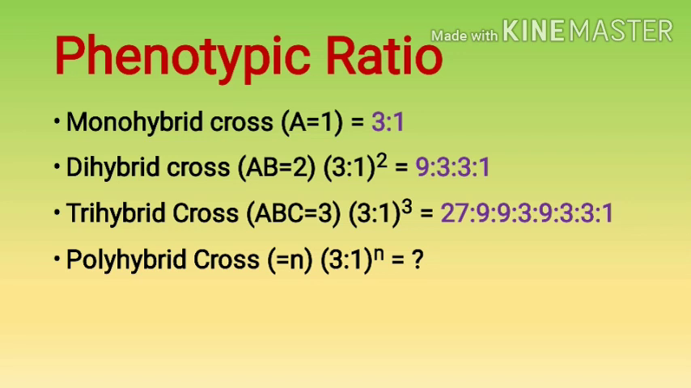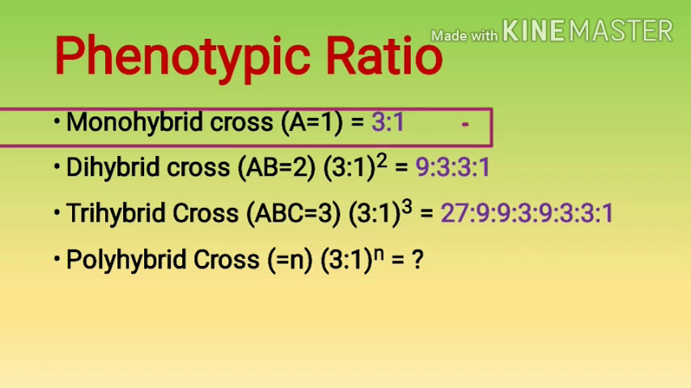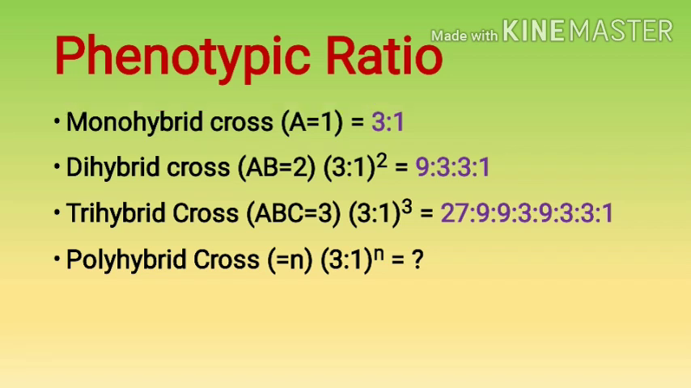You just have to remember the monohybrid cross and its phenotypic ratio, which is 3:1. And then you have to remember a general formula which says that (3:1) raised to the power n, where n is the number of traits under consideration. For dihybrid cross it was 2, for trihybrid cross it is 3, and the same way it will change for polyhybrid crosses. It can go up to n numbers.